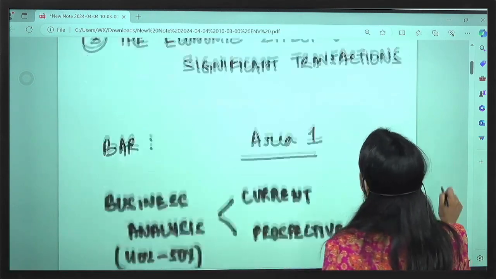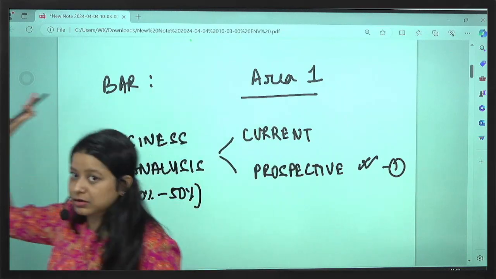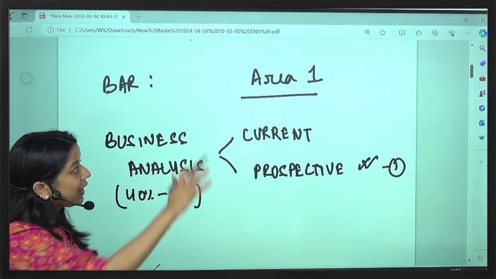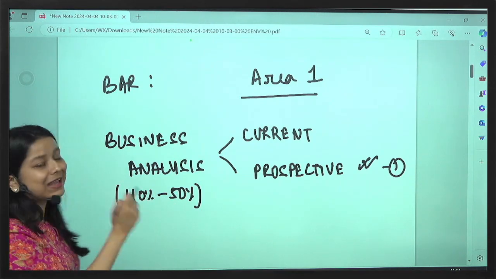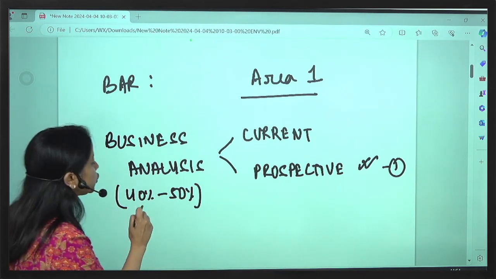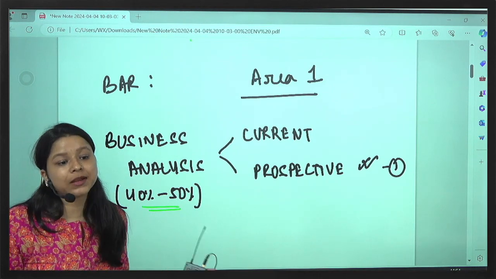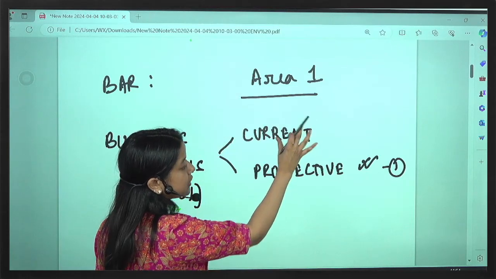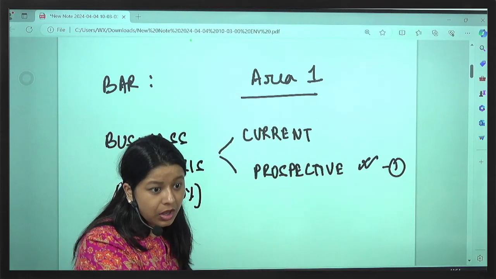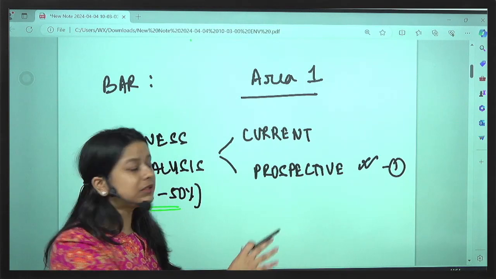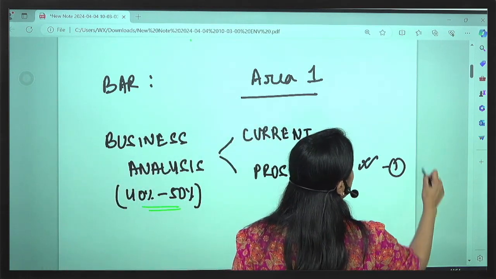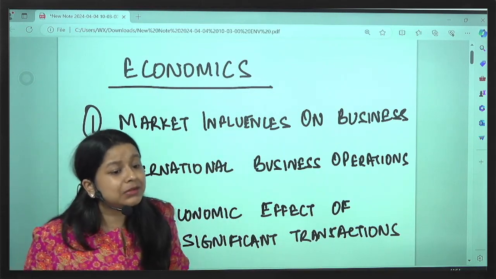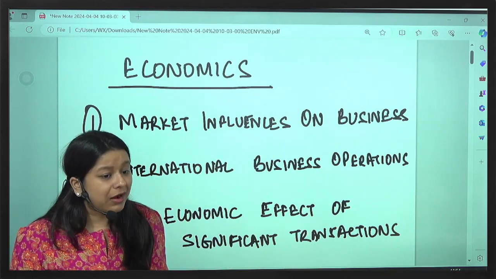So we'll be starting with the very first topic in BAR, which is your business analysis and reporting. There are 2 areas. Area 1, which is your business analysis portion. This portion is around 40 to 50% weightage of your entire paper. And in this, you have current analysis and prospective analysis. In the prospective analysis, we'll be studying the first topic, as I mentioned above, which is market influences on the businesses. Very simple, easy, very practical oriented.